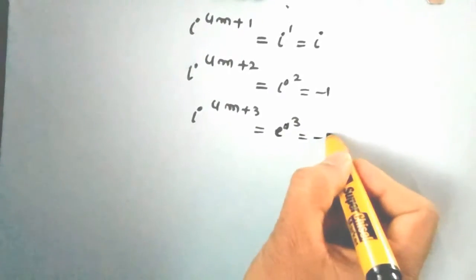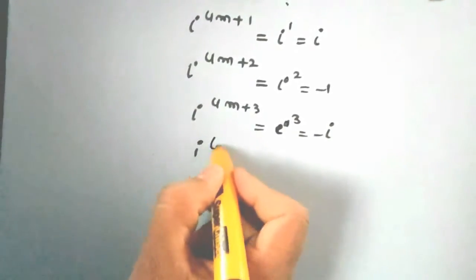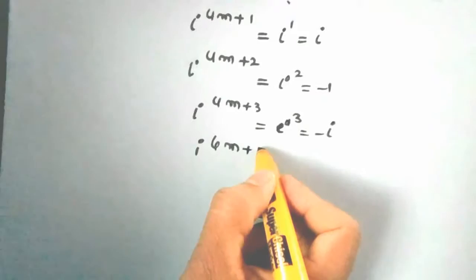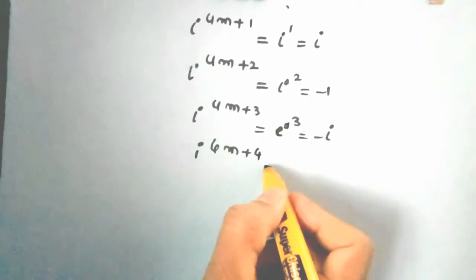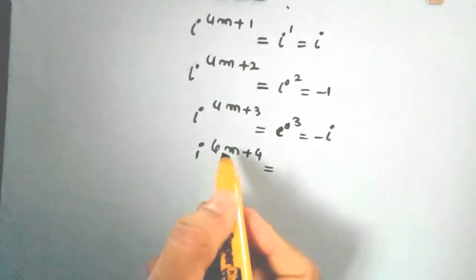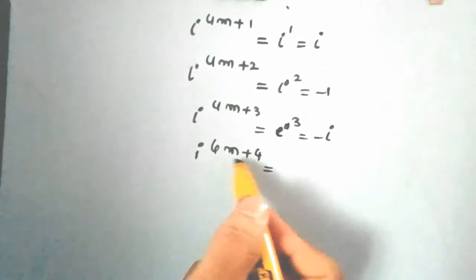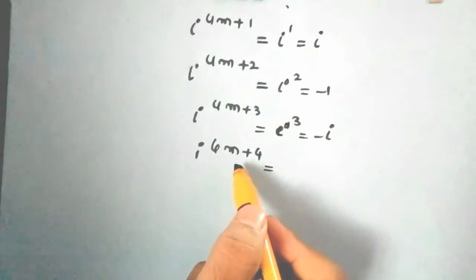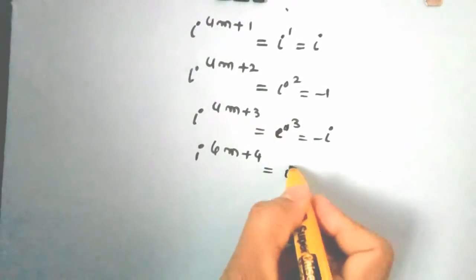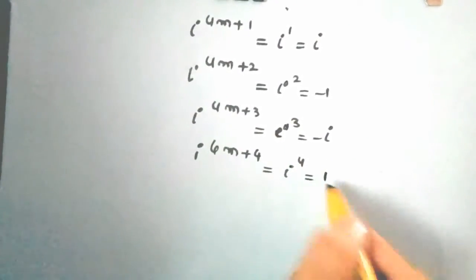That is equal to minus i to the power of 4m plus 4. Actually it's nothing but i. If you take 4 common, it will become 4 of m plus 1. 4 of m plus 1 is a multiple of 4. Therefore that will become again i to the power of 4, that equals 1.